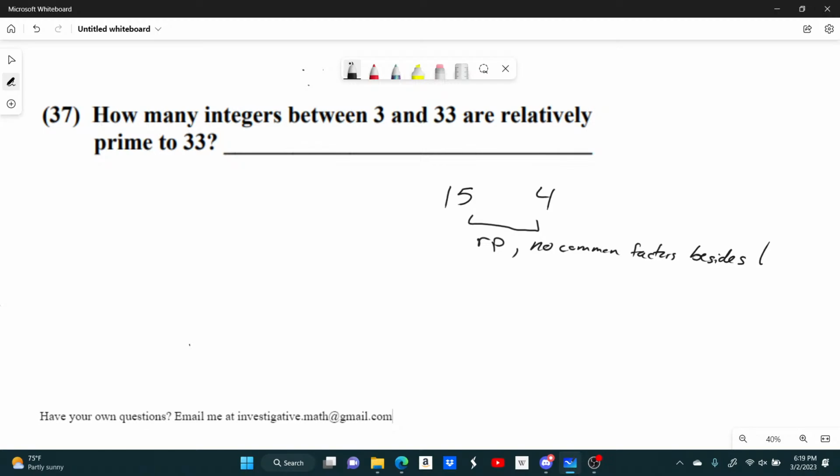And this actually introduces something interesting, and it's that 1 is actually not relatively prime to anything. Because, like, let's say you had 4 and 1.